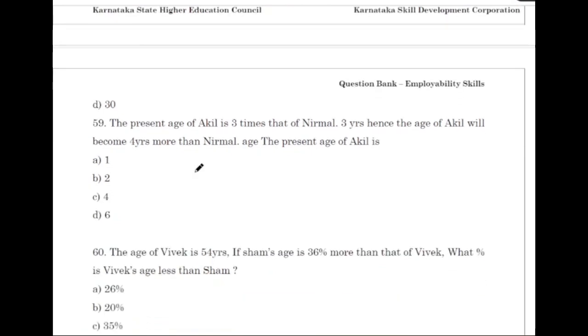Then coming to the present age of Akhil and Nirmal. The present age of Akhil is 3 times that of Nirmal. We don't know Nirmal's age. Let us take that x is Nirmal's age. The present age of Akhil is 3 times that of Nirmal. So because x is Nirmal, Akhil is 3 times that of Nirmal, so 3x is Akhil.